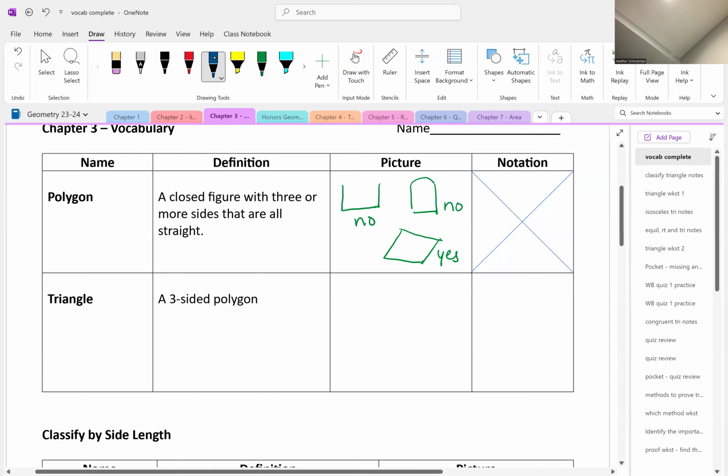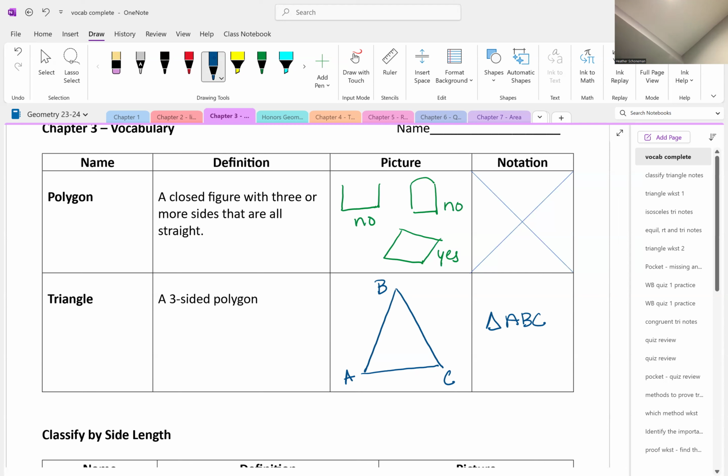And the reason we talk about a polygon is because we need to know that to be able to define a triangle. A triangle is a three-sided polygon. And I am hoping you know what a triangle looks like. And we are going to name the vertices, or the points where the sides meet. And the notation for a triangle is you make a triangle symbol. And for the most part, the order doesn't matter. So you start at whatever letter you want and work your way around the triangle. So there's triangle ABC.